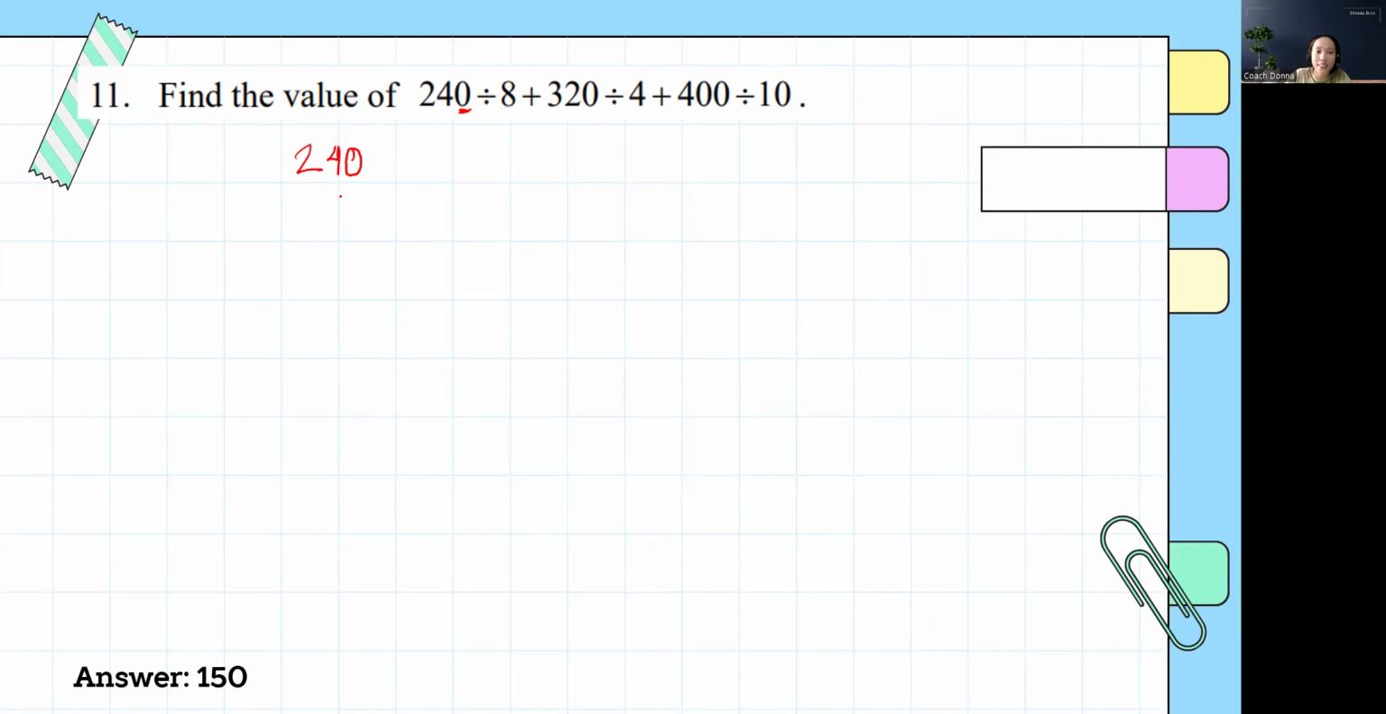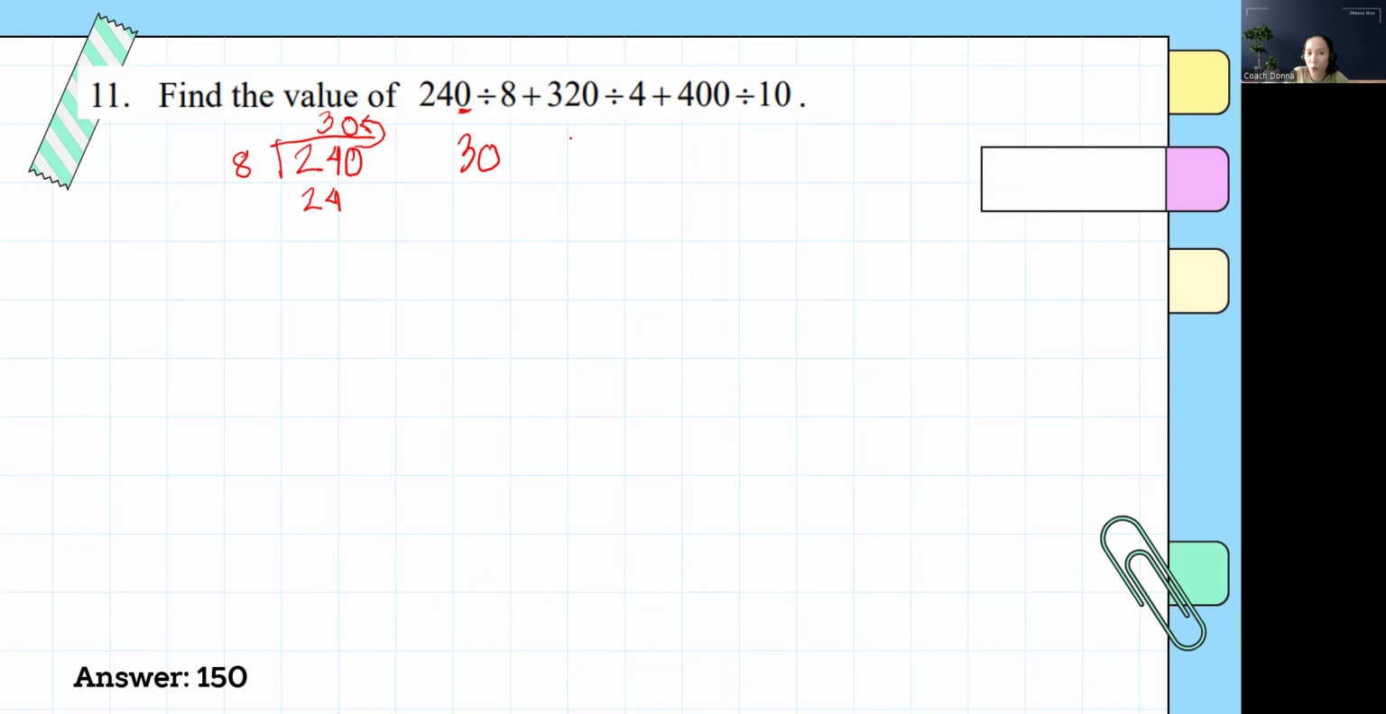Let's set aside the zero. 24 divided by 8, that's 3. So 3 times 8, 24. And then let's just bring the 0 up here. So that means it's 30. 240 divided by 8 is 30.